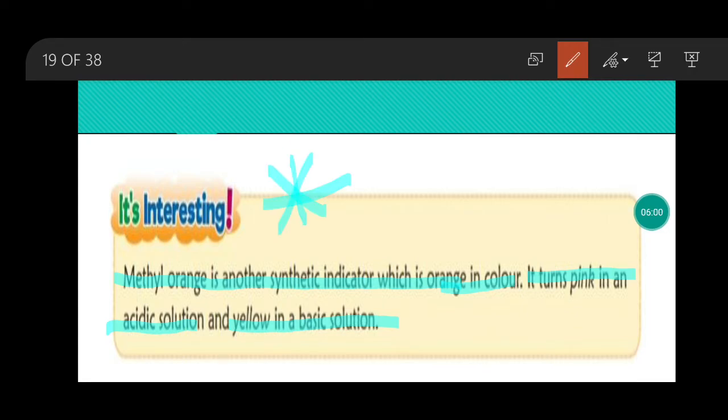I will ask you in the class that methyl orange is used as an indicator: when it is put in a basic solution it will turn yellow, and when it is put in an acidic solution it will turn pink. So just keep this in your mind.